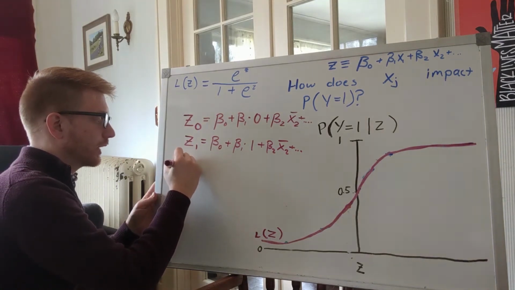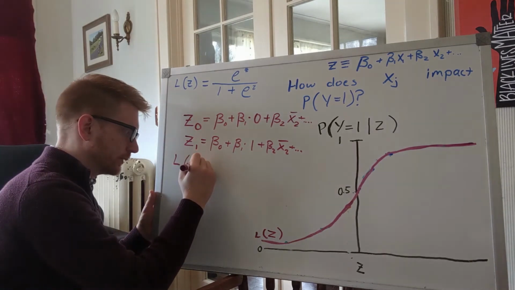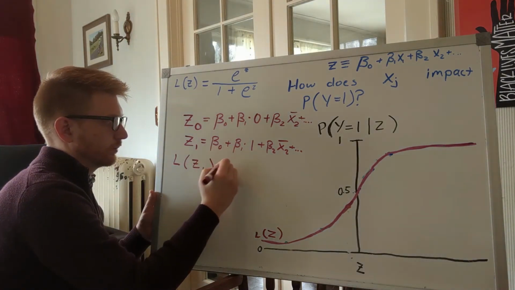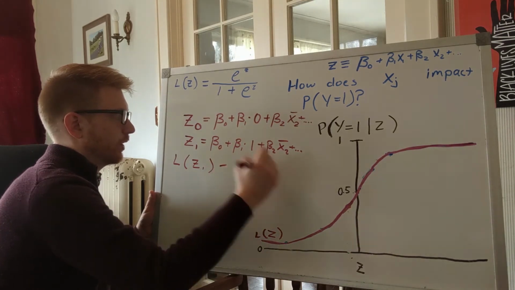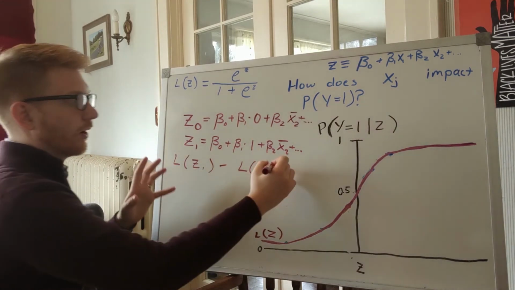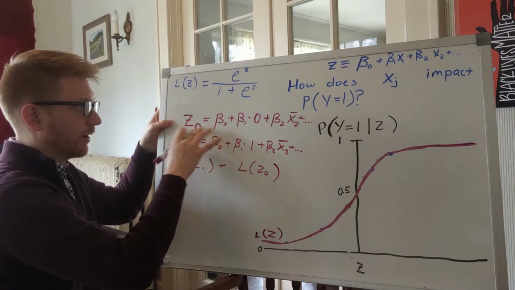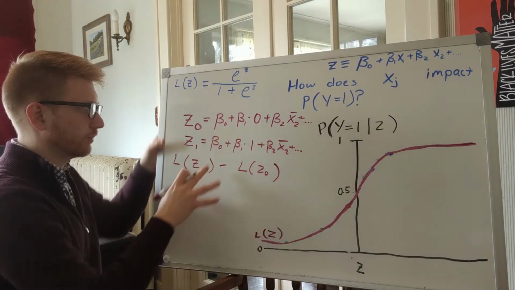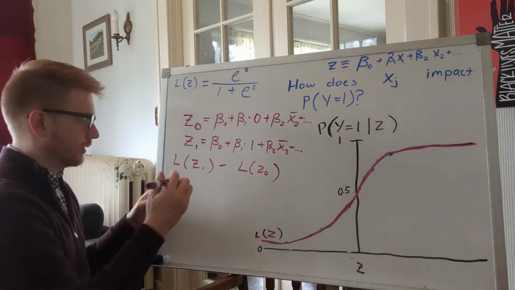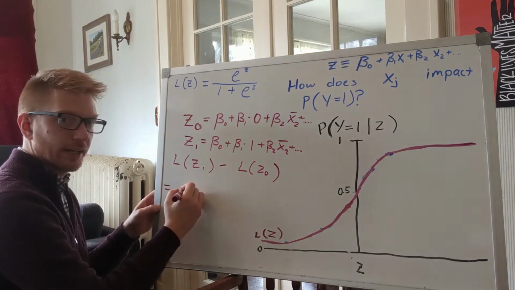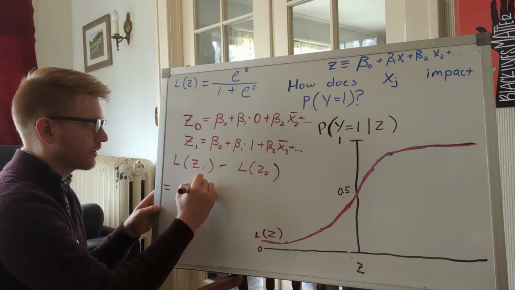So what we're going to look at is how does the probability differ between our z when x1 is 1, and our z when x1 is 0. So we're looking at the difference in these probabilities. And we can simply calculate the probabilities for each of these z values.